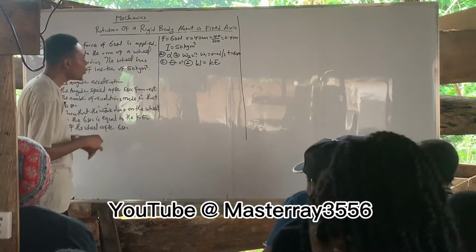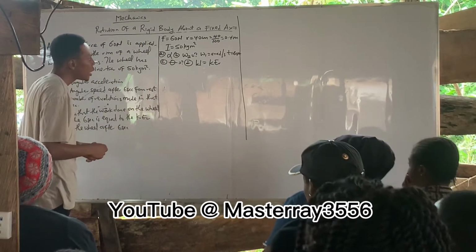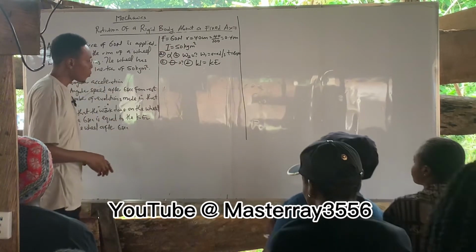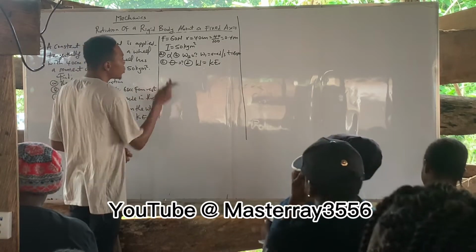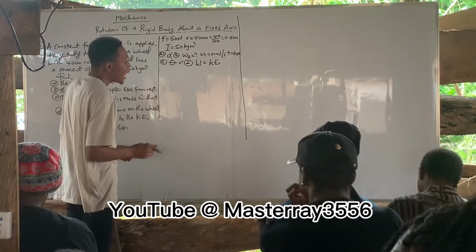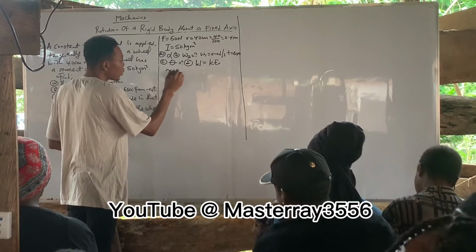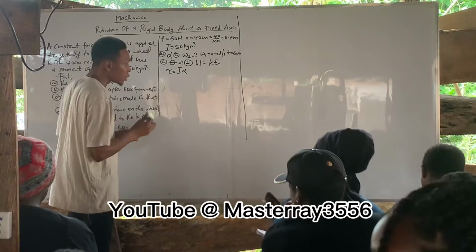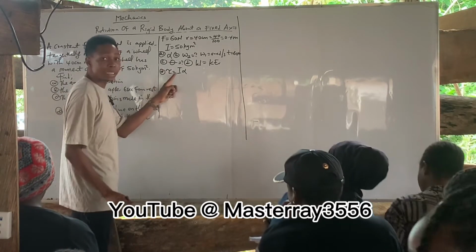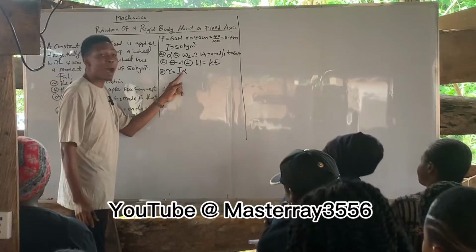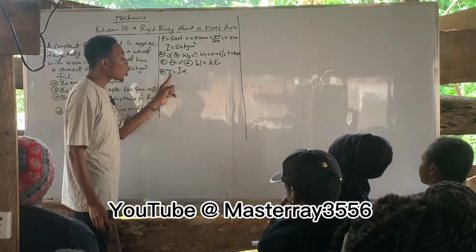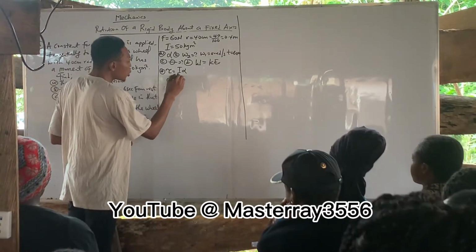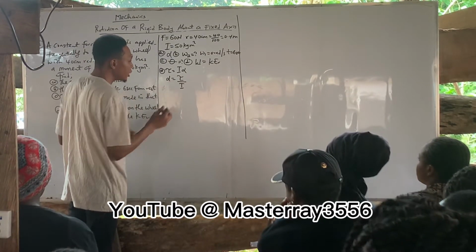All right. For the first one, we are looking for alpha, and we are given this and this. And I gave you a formula that relates moment of inertia and alpha, right? I gave you torque equals moment of inertia times alpha. So we can get our alpha from here. Our alpha will be equal to torque over inertia.